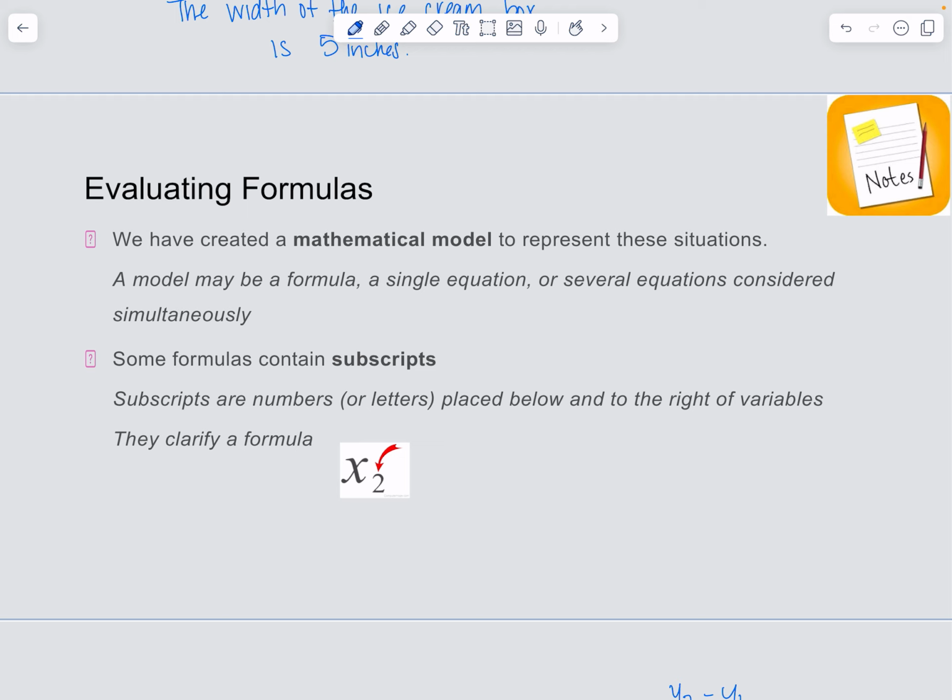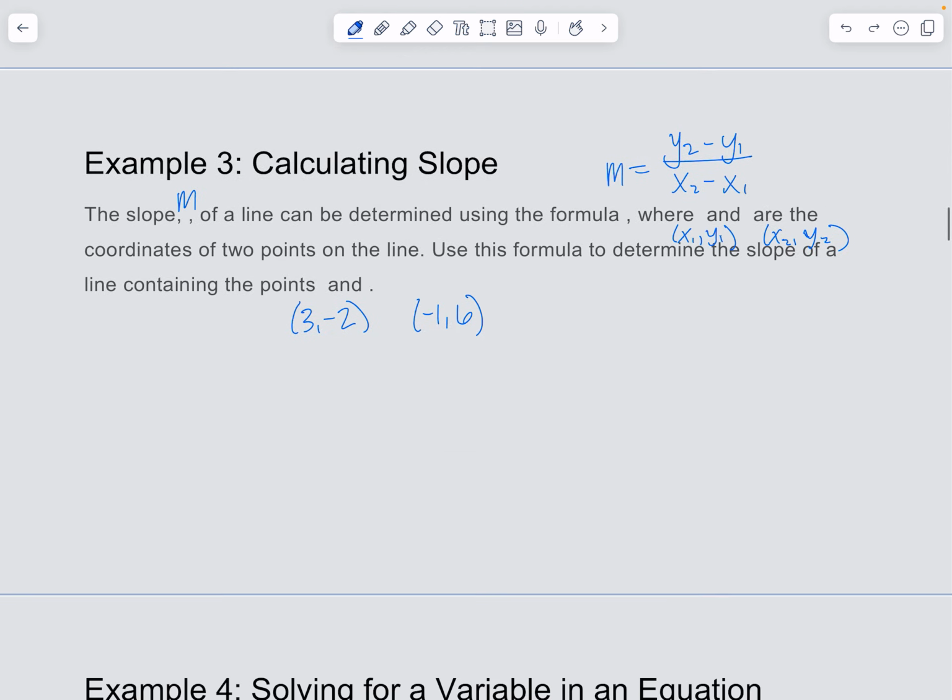Sometimes we might see something called a subscript, and that's when you see a little tiny number after the variable. And those are just clarifying that the variables, even though they might both be x's or they might both be a y, if it's a y sub 1 or a y sub 2, that means those y's are not the same value. Okay, so it's just differentiating between different variables. This next example, I'll show you what I mean.